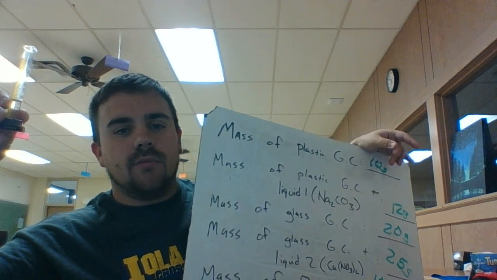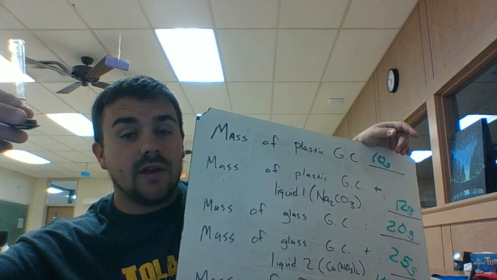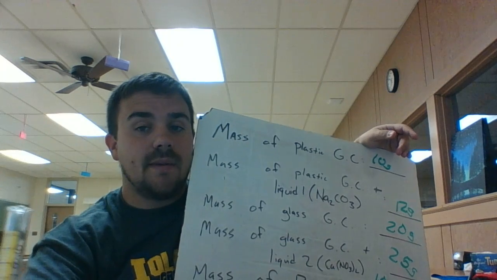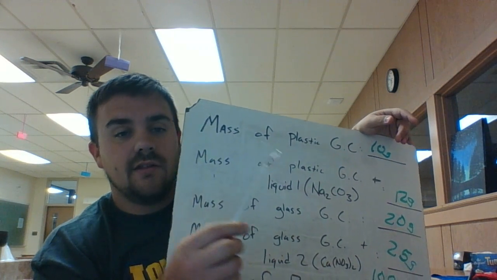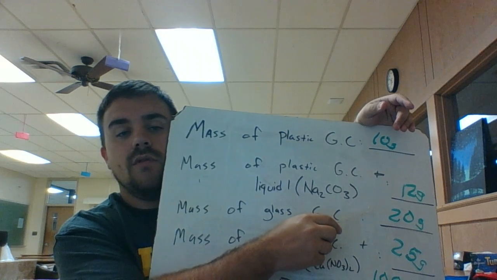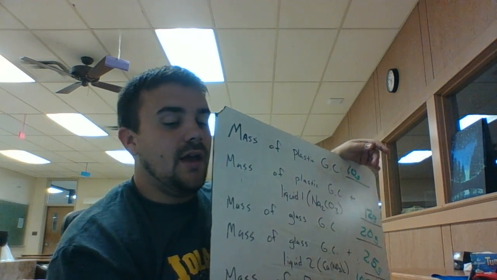Or liquid 1, let's pretend it's the sodium carbonate solution. So I take this guy, and what I want to do with it is put it on the balance and get the mass. Then I'm going to do the exact same thing with the glass. So let's say the glass graduated cylinder has a mass of 20 grams. And then I get the mass of that.